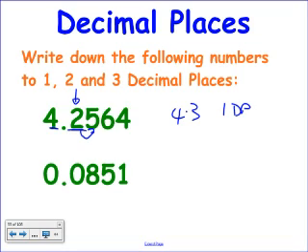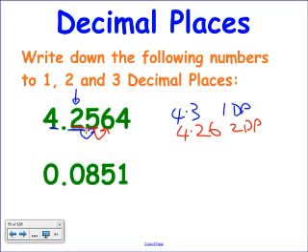To 2 decimal places, what am I interested in? The 2 and the 5 are what I'm interested in. My decision is based on the 6. So what do I do there? Round up, so it becomes 4.26 to 2 decimal places.